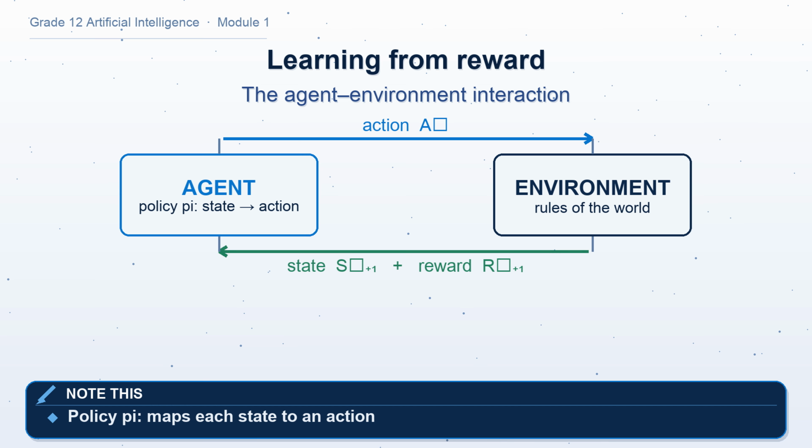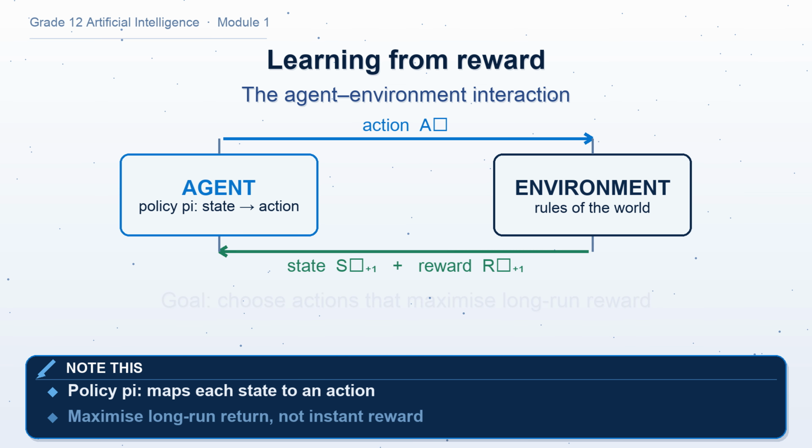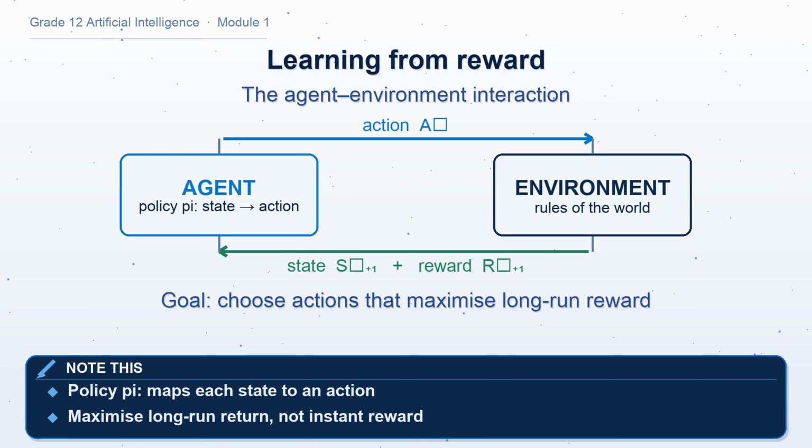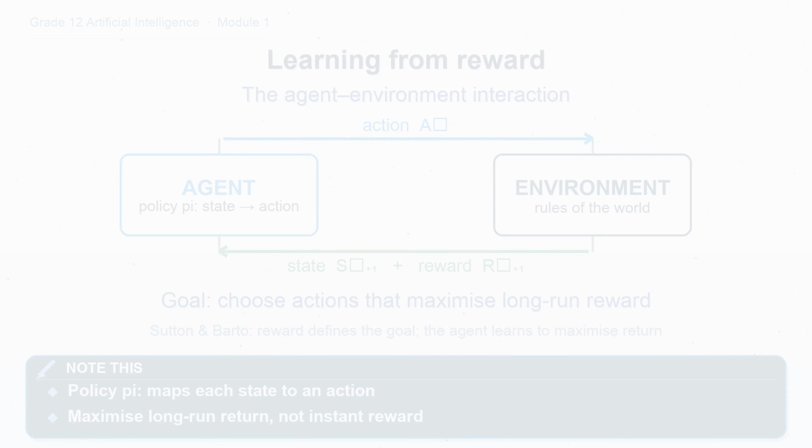It is to maximize the return, the total reward accumulated over the long run. We capture how good a state is with a value function, the expected return from that state onward. Reward says what is good, value says what is good in the long run, and that distinction drives everything that follows. So far, one agent faced a fixed world.